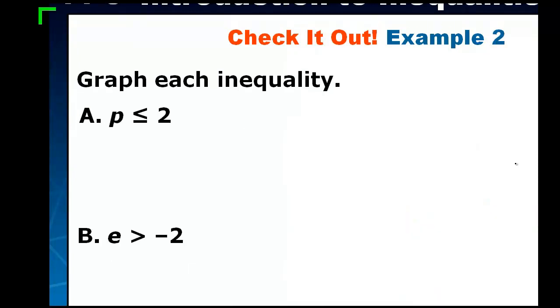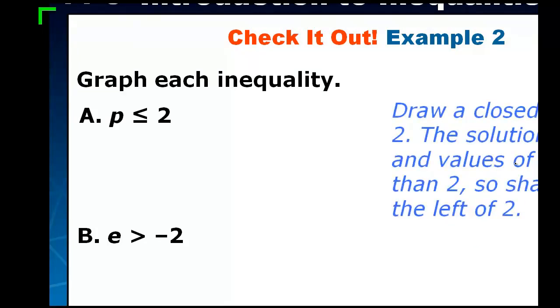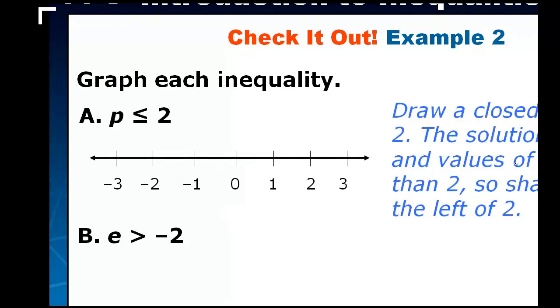Let's graph these two questions. P, it's smaller than or equal to 2. First, we will draw our number line. We will go for 2 and draw a closed circle. Why closed circle? Because here it has equals. So equals comes with a closed circle. Then we will shade all the numbers smaller than 2, so our line will go to the left.